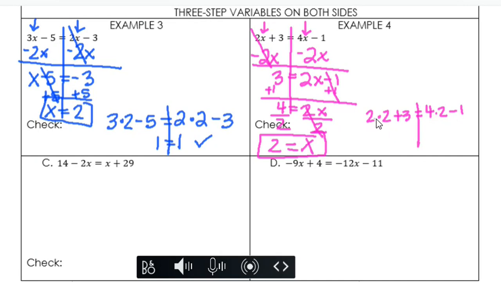So let's work the left. 2 times 2 is 4. 4 plus 3 is 7. Let's work the right. 4 times 2 is 8. 8 minus 1 is also 7. So checks out. We got the same answer on both sides.